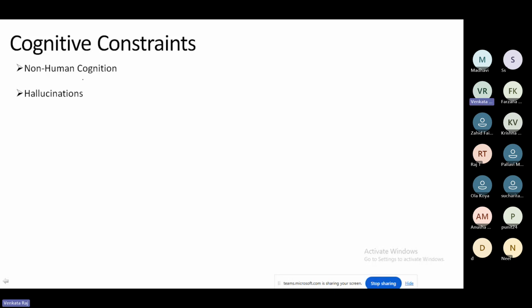Who can tell me what you mean by hallucinate? Anyone? What is hallucinate? Imagining. Okay, seeing something that is not there. Okay. Now, hallucination is a very big limitation of the LLMs, of the AI models, guys. Let me tell you what is hallucination.